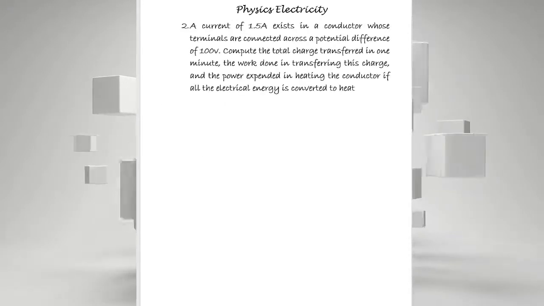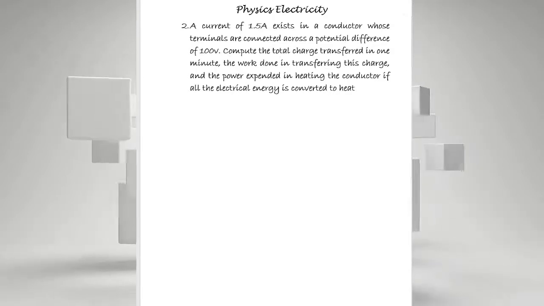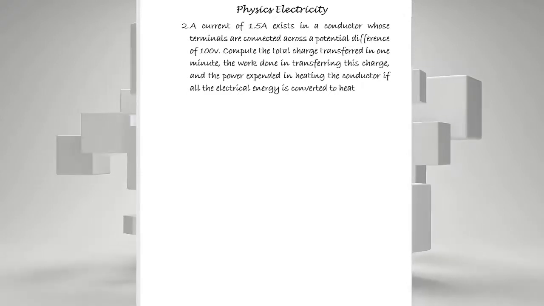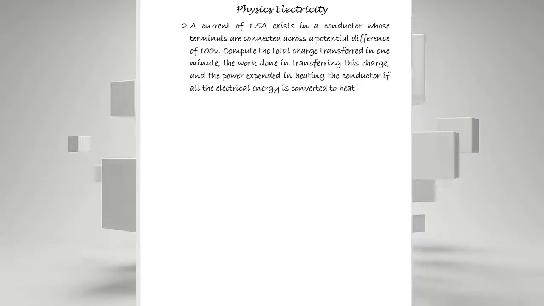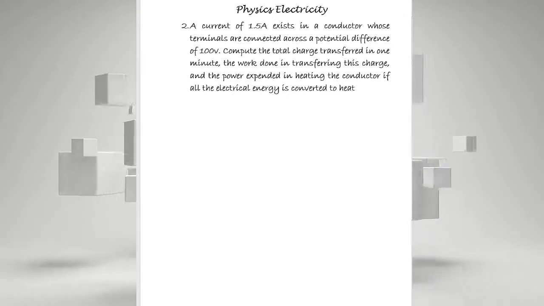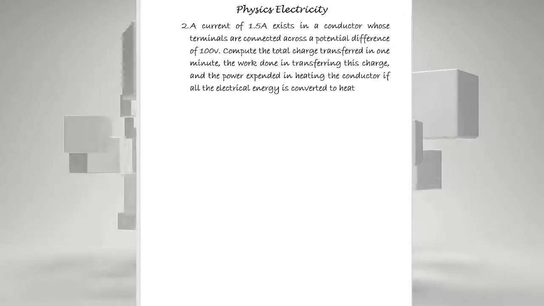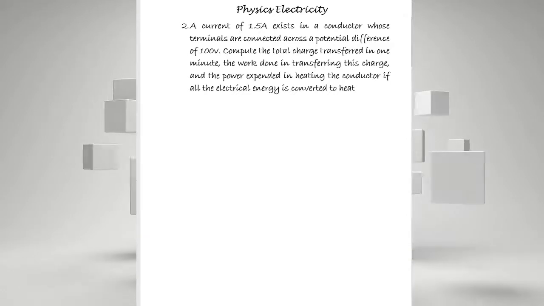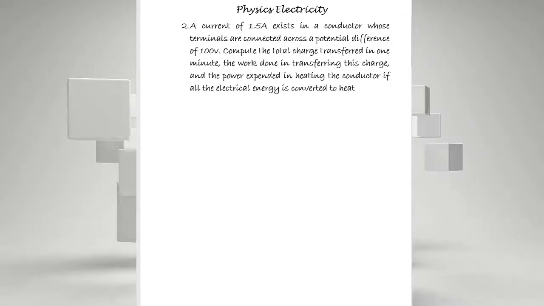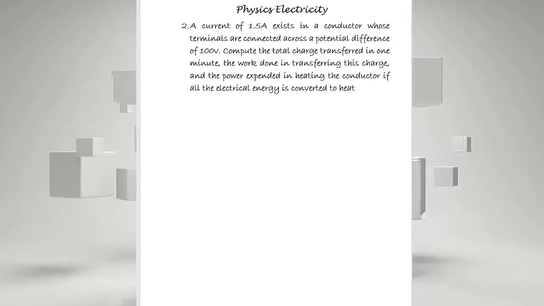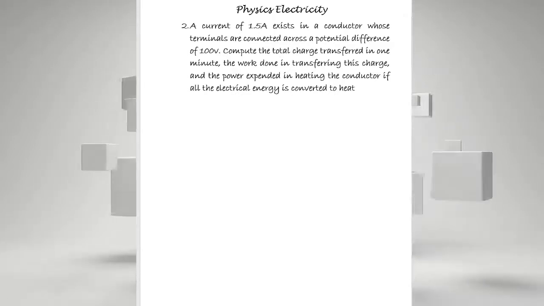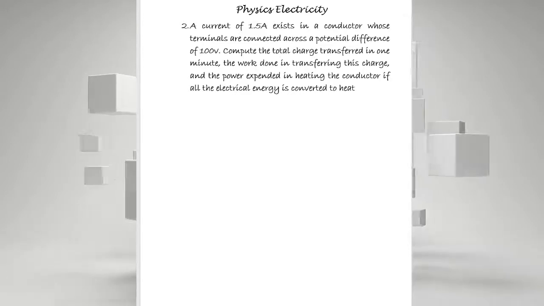So let's look at this second question. It says, a current of 1.5 amps exists in a conductor whose terminals are connected across a potential difference of 100 volts. Compute the total charge transferred in 1 minute, the work done in transferring this charge, and the power expended in heating the conductor if all the electrical energy is converted to heat. So we are looking for three things there.